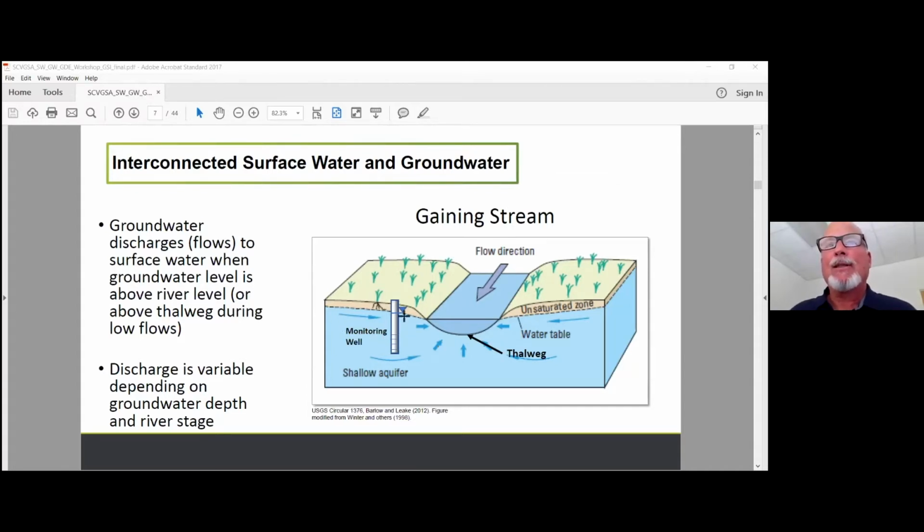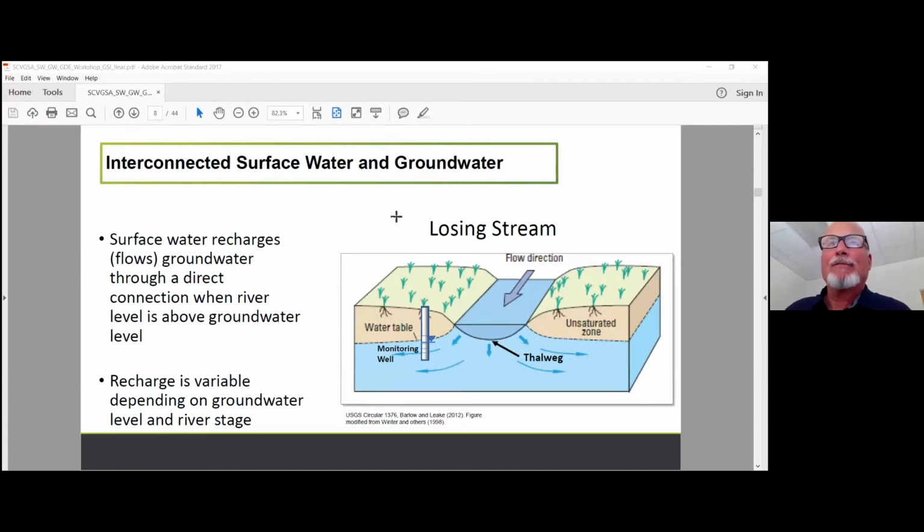In the monitoring well that's nearby, the water table measured in that well is above the river level surface or above the thalweg if we're dealing with a very low flow situation. And we'll talk more about that. The flow from groundwater into surface water is variable. It depends on the groundwater depth and also the river stage.